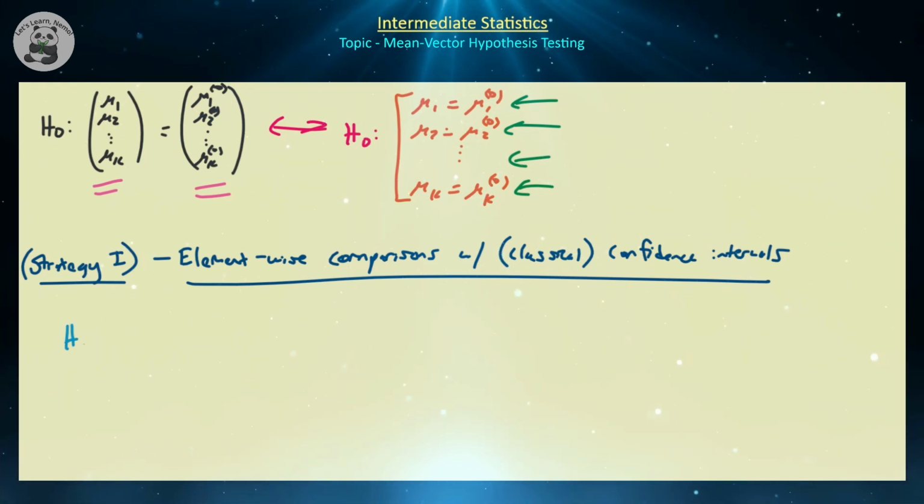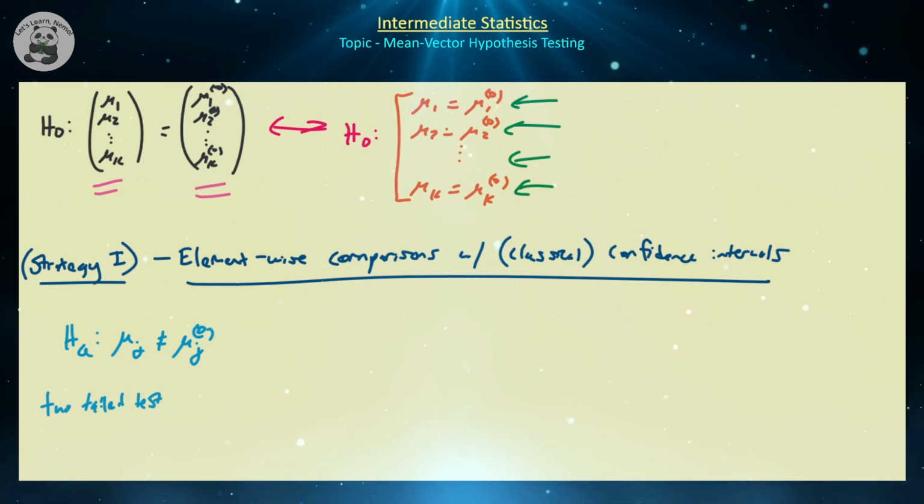So let's assume that the alternative that we're working with is that mu j is not equal to mu j0 for all of them. That is a two-tailed test. A two-tailed test for each. And we're going to be choosing the appropriate test statistics like we did in the classical univariate case, so these will be definitely two-tailed tests.